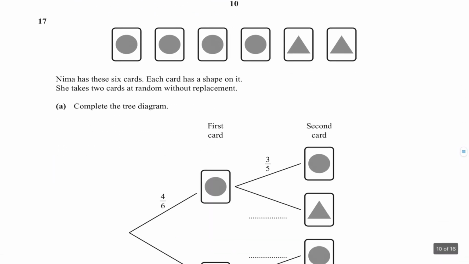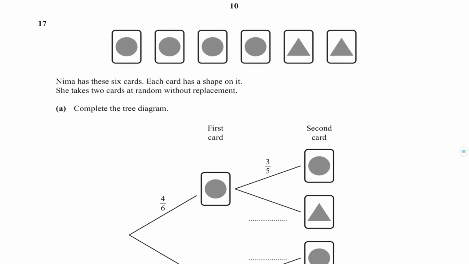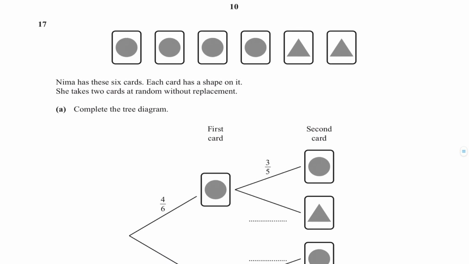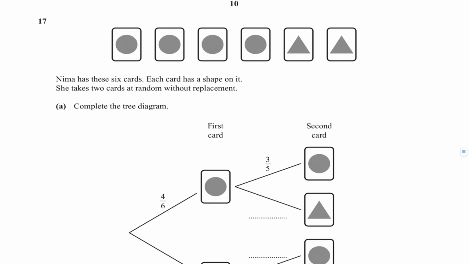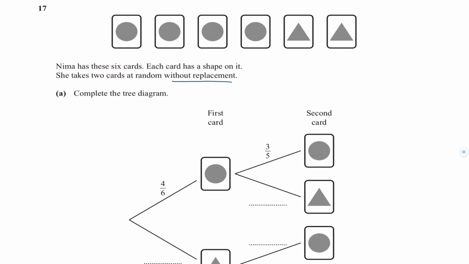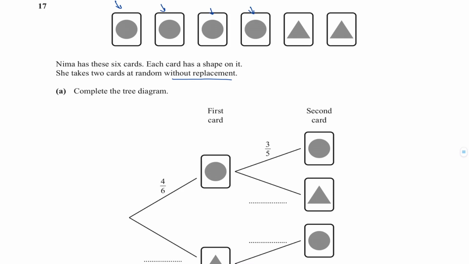Now let's move on to the next question, which is of probability. Here we have to complete the tree diagram. We're already given the probability. Let's read the question first. In fact, Nima has these 6 cards. Each card has a shape on it. She takes 2 cards at random without replacement. Okay, so the key word is without replacement. Complete the tree diagram. So the probability of drawing a circle we can see is 4/6, and the reason is very simple, because we have 4 circles and 2 triangles.